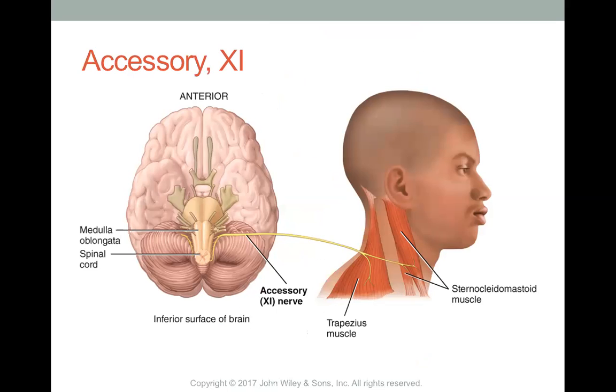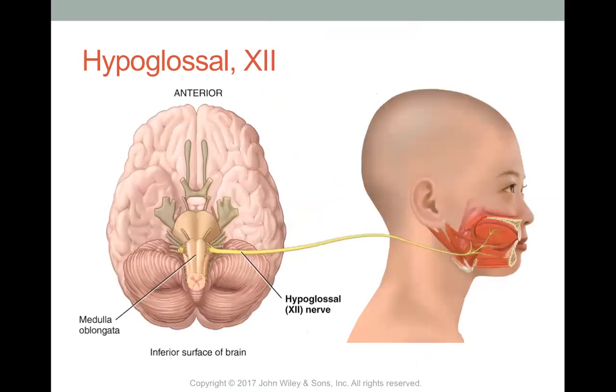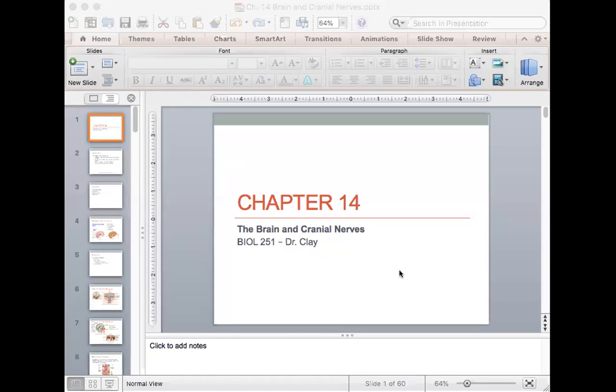And then the next cranial nerve is our last one, cranial nerve number 12. It is strictly motor as well, and it is going to supply innervation below the tongue, or the lingual area, and so it will help us to actually move the tongue.